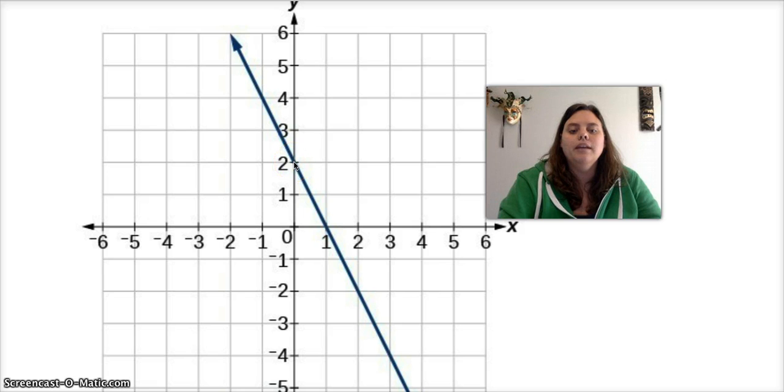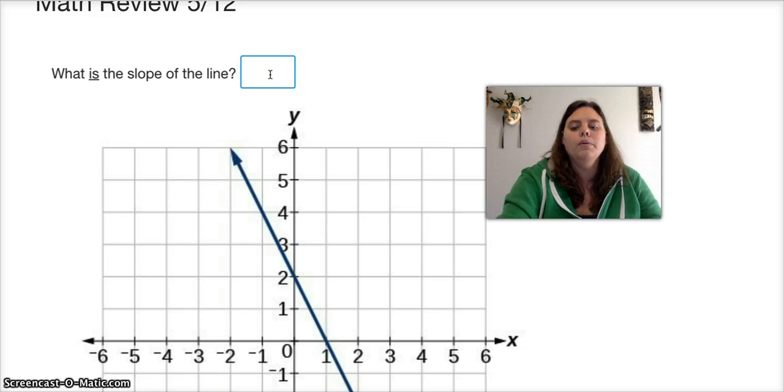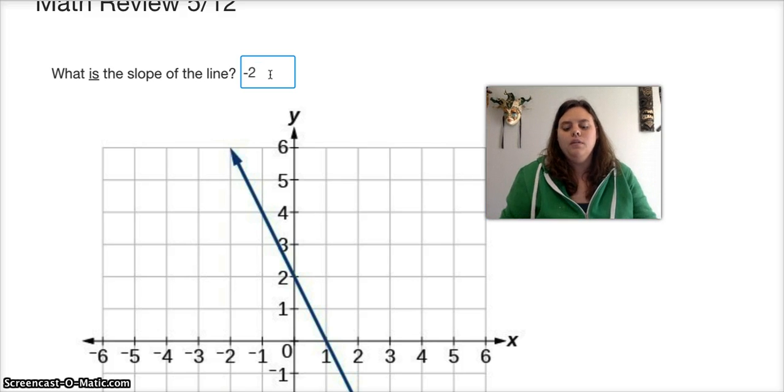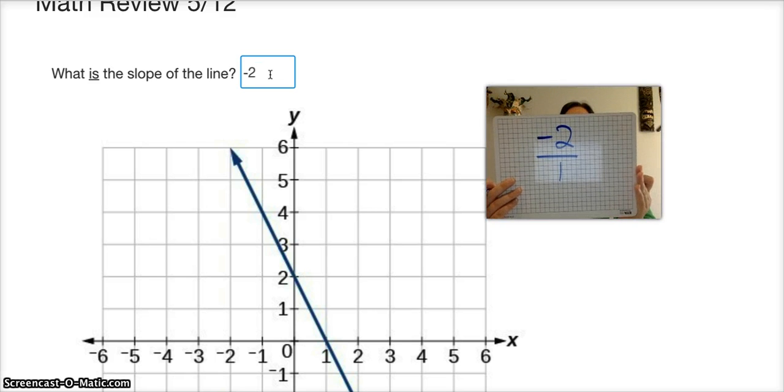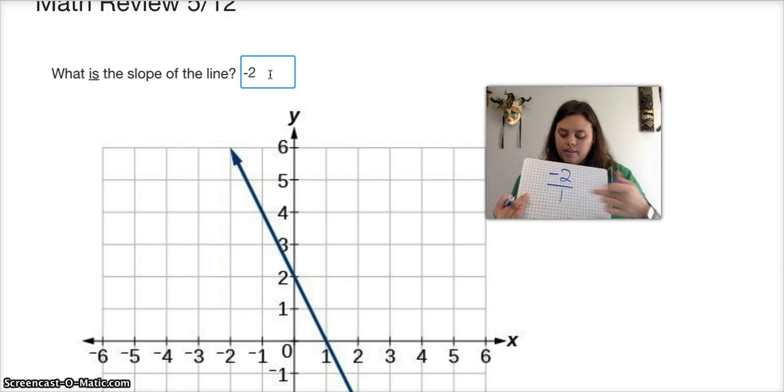So starting at the leftmost point, because we want to move from left to right, we need to go down 1, 2, and over 1. So for our slope, we went down 2, and then when we move over 1, normally we would write that as a fraction over 1. So we would have negative 2 over 1. But we also know that anything over 1 is just that number. So we're going to leave it as negative 2.